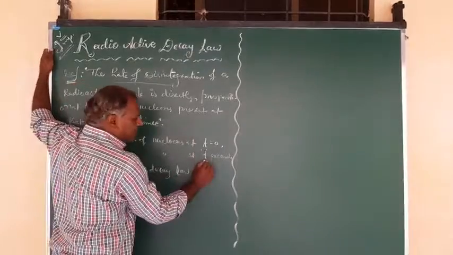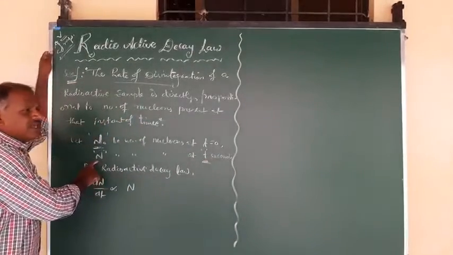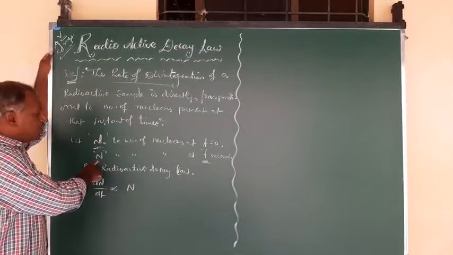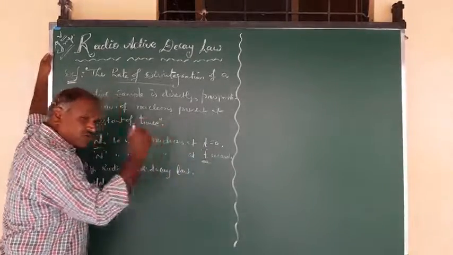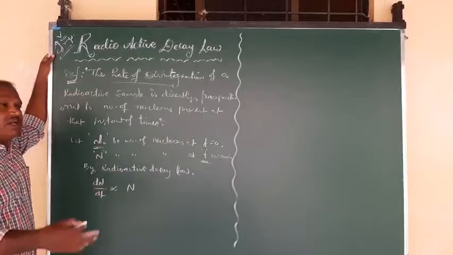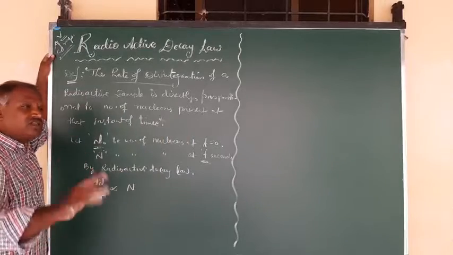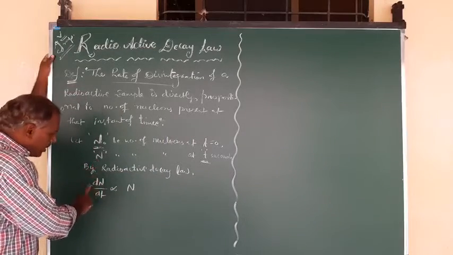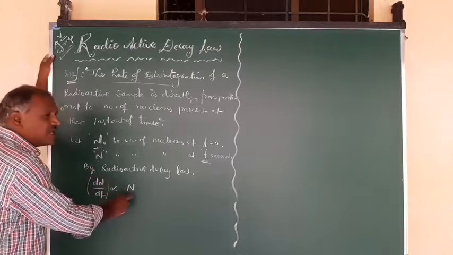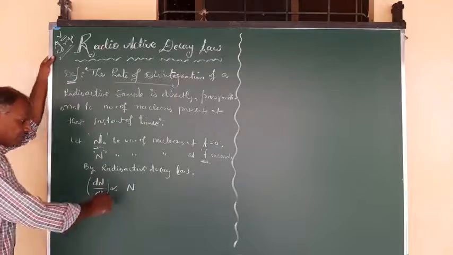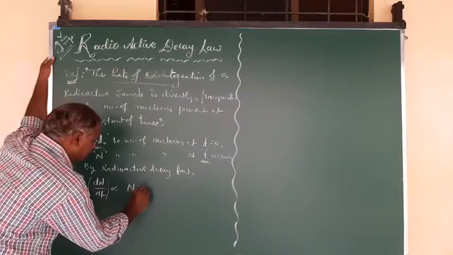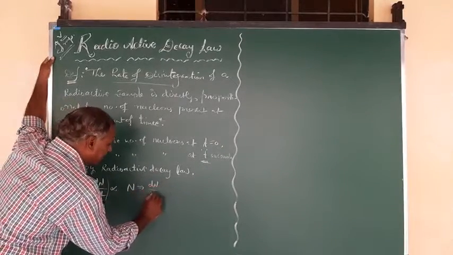So at this time period t, how many nucleons are there? N nucleons are there. Don't take N naught. It is at this instant of time, any instant t, that you want to find the number of nucleons. So that is N. So here the rate of disintegration is directly proportional to the number of nucleons at that instant of time. So from this I can write dN by dt.